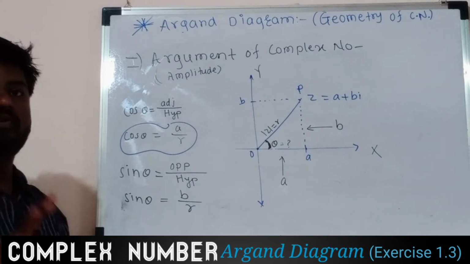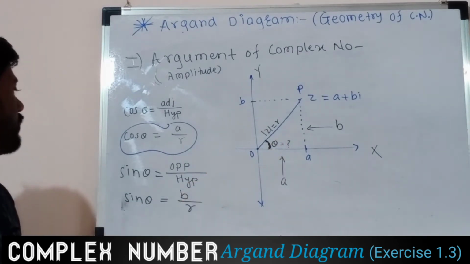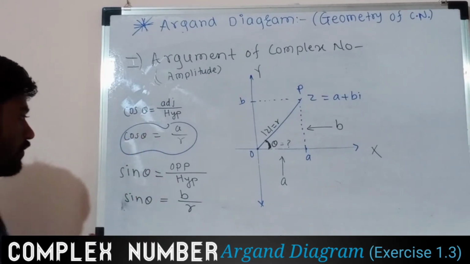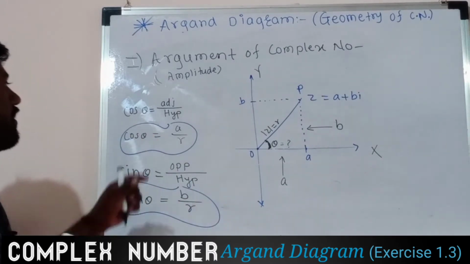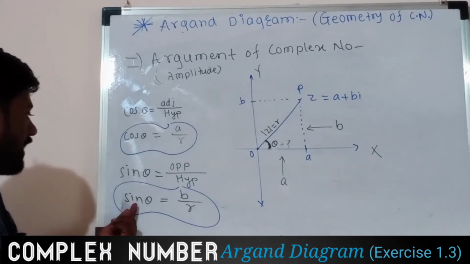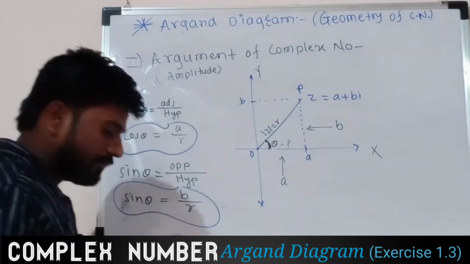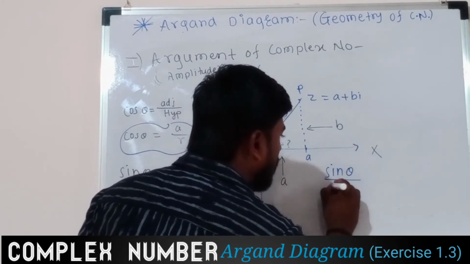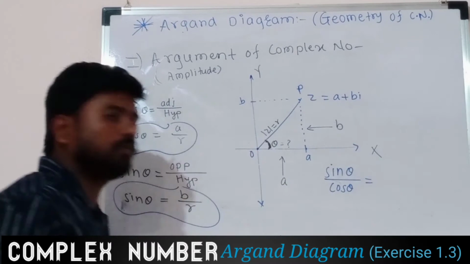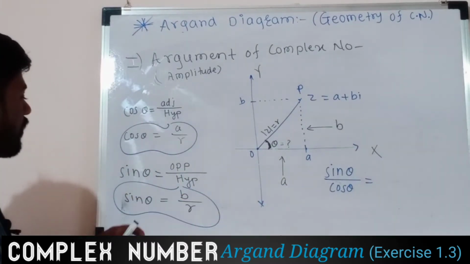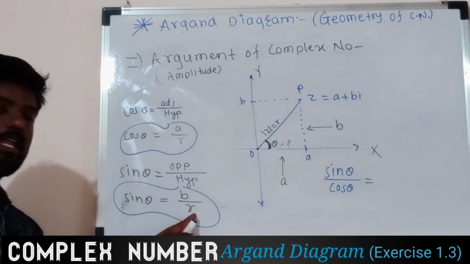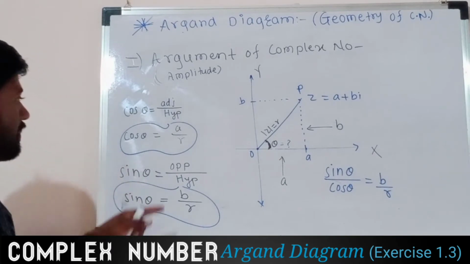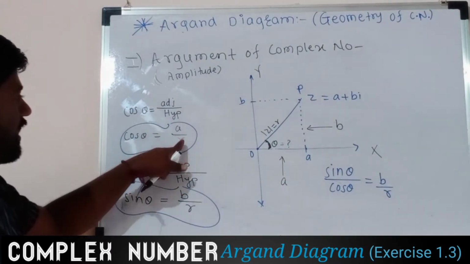So students, we want to find theta, right? So you have to take the division of equation number 1 and equation number 2. So just take the division of sin theta and cos theta. Remember, I will write here sin theta upon cos theta equals, what is sin theta? Sin theta is nothing but b upon r. So here b upon r upon cos theta, and cos theta is nothing but a upon r, right?